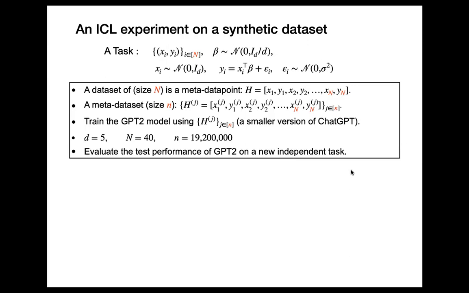And then we can train a GPT-2 model. GPT-2 is a smaller version of ChatGPT. We train a GPT-2 model using this meta data set. And eventually we evaluate the task performance of GPT-2 on a new independent task of this Bayesian linear model.